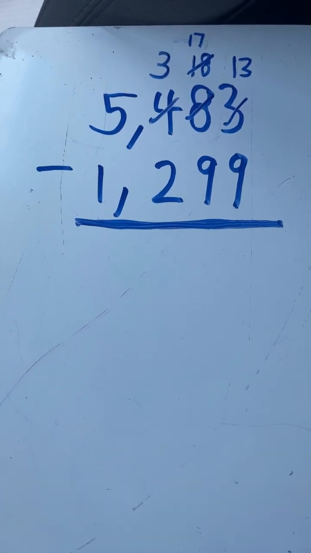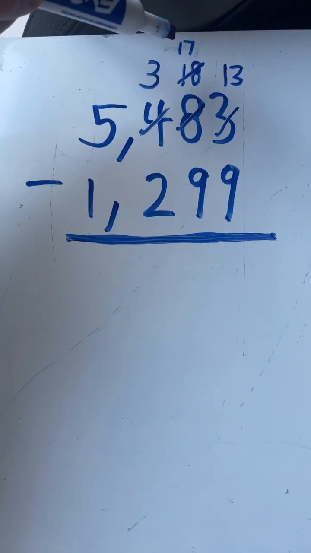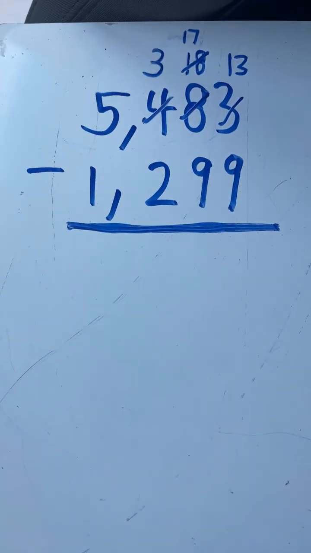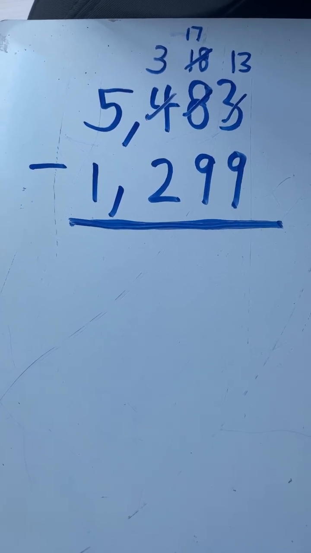So now, looking at all the digits, 13 is bigger than 9, 17 is bigger than 9, 3 is bigger than 2, 5 is bigger than 1. All the top digits are bigger. So now we can subtract.